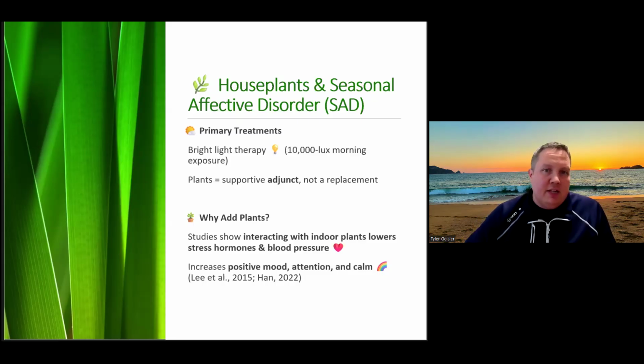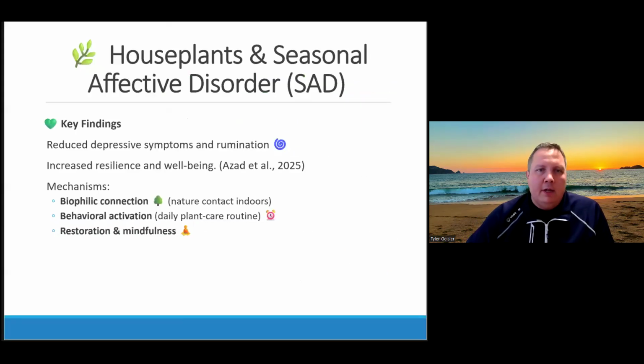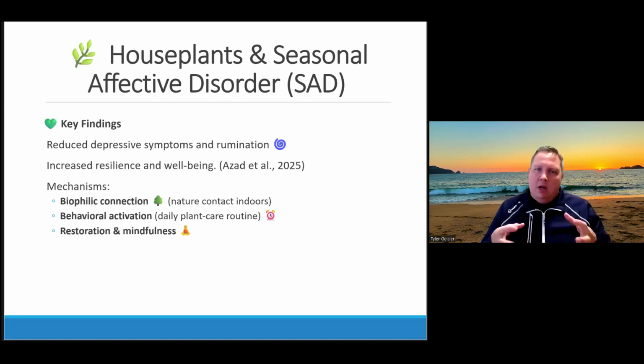But studies have shown that nature in our offices and our homes also boosts our immune system, right? Key findings with houseplants as well. It reduces depressive symptoms and rumination. Rumination is what we were talking about last week, where people get into a depressive state and they just stay there, right? They ruminate, and it's really hard to get out of rumination, and that's when it becomes more problematic.